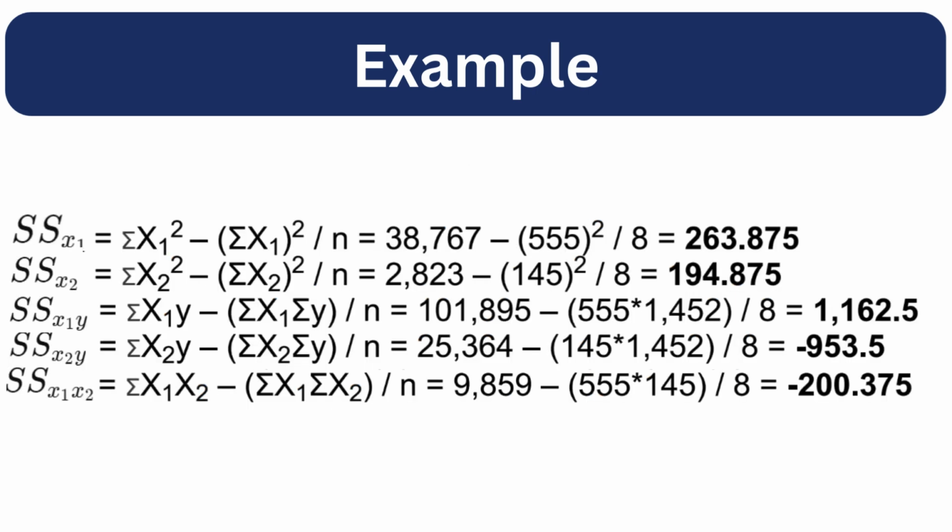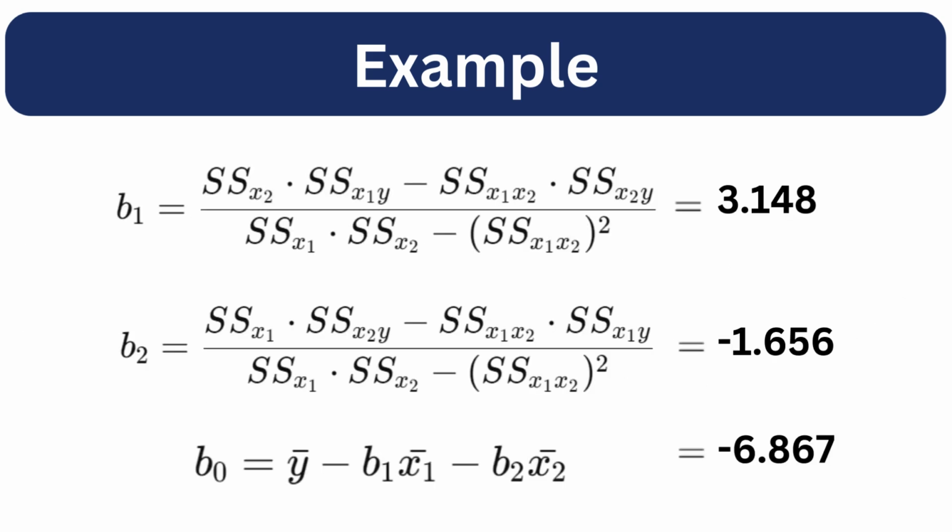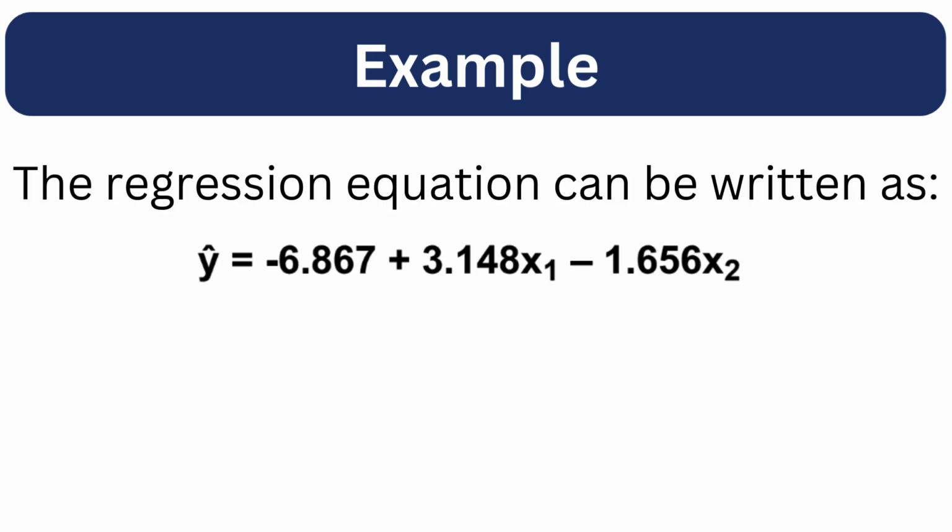Now using the sum of squares formula, we will calculate the sum of squares for x1, x2, x1y, x2y and x1x2. Once we have the sum of squares, we can put them in this equation and calculate the regression coefficients. We have the first slope 3.14, second slope is negative 1.65 and the intercept is negative 6.86. Now the regression equation can be written as negative 6.86 plus 3.14 times x1 minus 1.65 times x2.